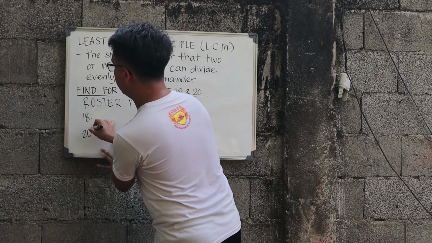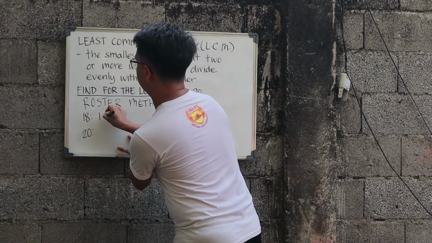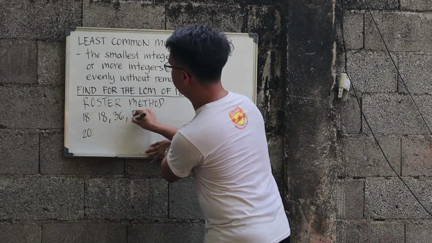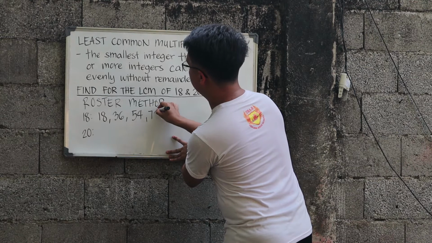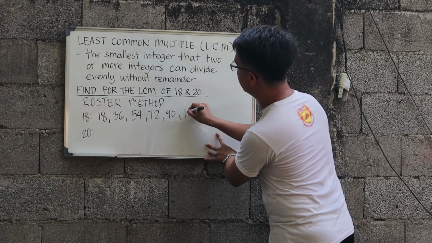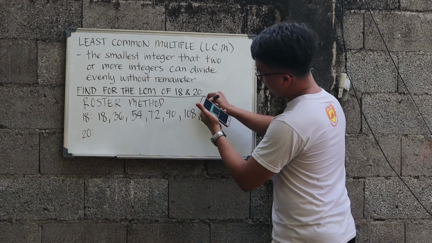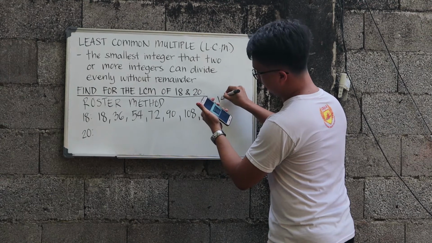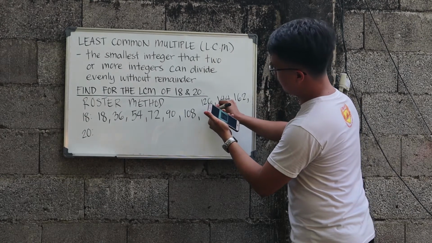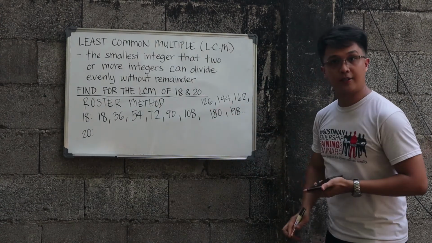What are the multiples of 18? We have 18, 36, 54, 72, 90, 108, 126, 144, 162, 180, 198, and so on. So there are actually many.